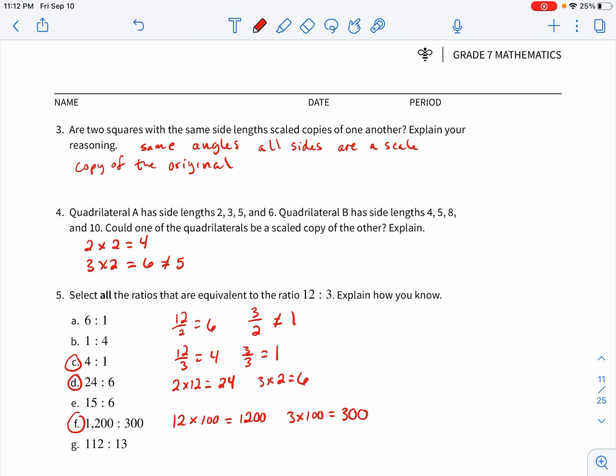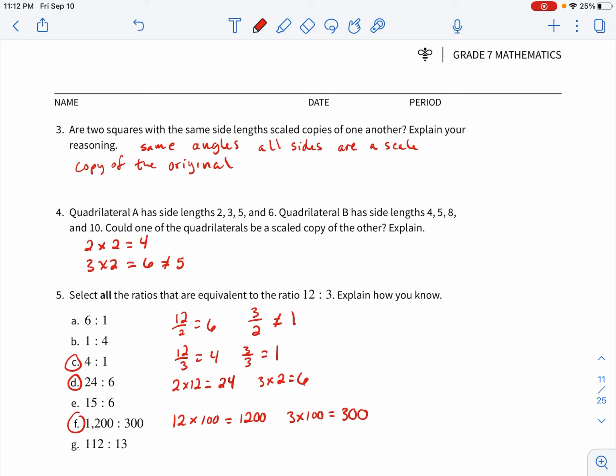Number 3, it says, are 2 squares with the same side length scaled copies of one another? Explain your reasoning. So 2 squares that have the same side length, they have the same angles, and all the sides are adjusted by the same scale factor. That scale factor would just be 1. So yes, they would be scaled copies.